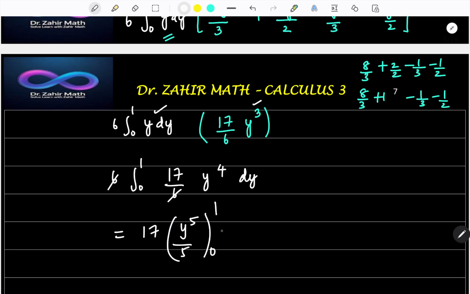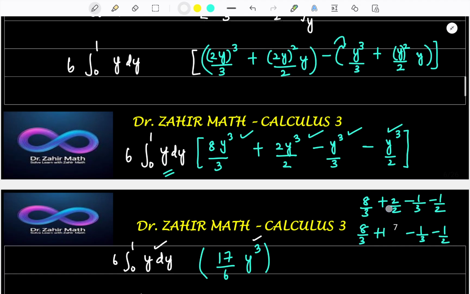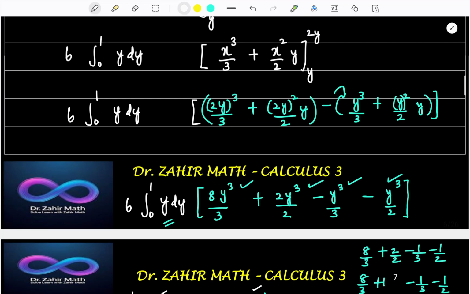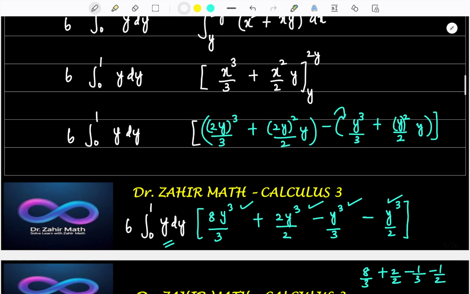So which is 0 to 1, which is 17 over 5. So I made a small mistake. It is not 17 by 5. Let me check where the mistake is. Yes, I have made a mistake here.